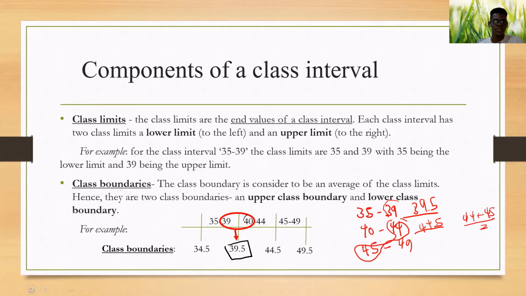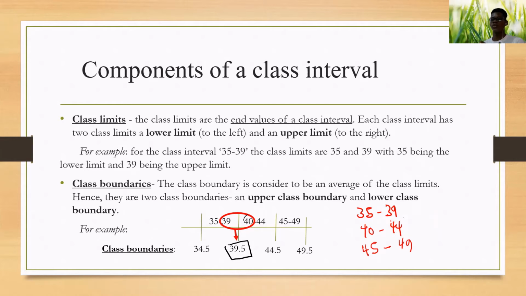Which mathematicians sat down and felt that finding the average between these two was worth it? I don't know, but that is what this statement is trying to get at, right? The class boundary is considered the average between the limits, right? Again, those limits are from different class intervals.